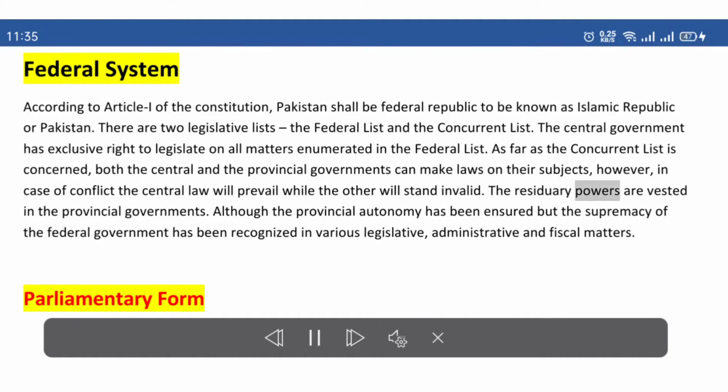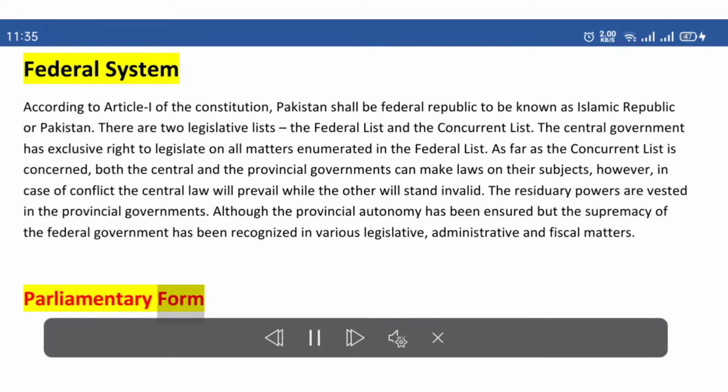The residuary powers are vested in the provincial governments. Although provincial autonomy has been ensured, the supremacy of the federal government has been recognized in various legislative, administrative and fiscal matters.